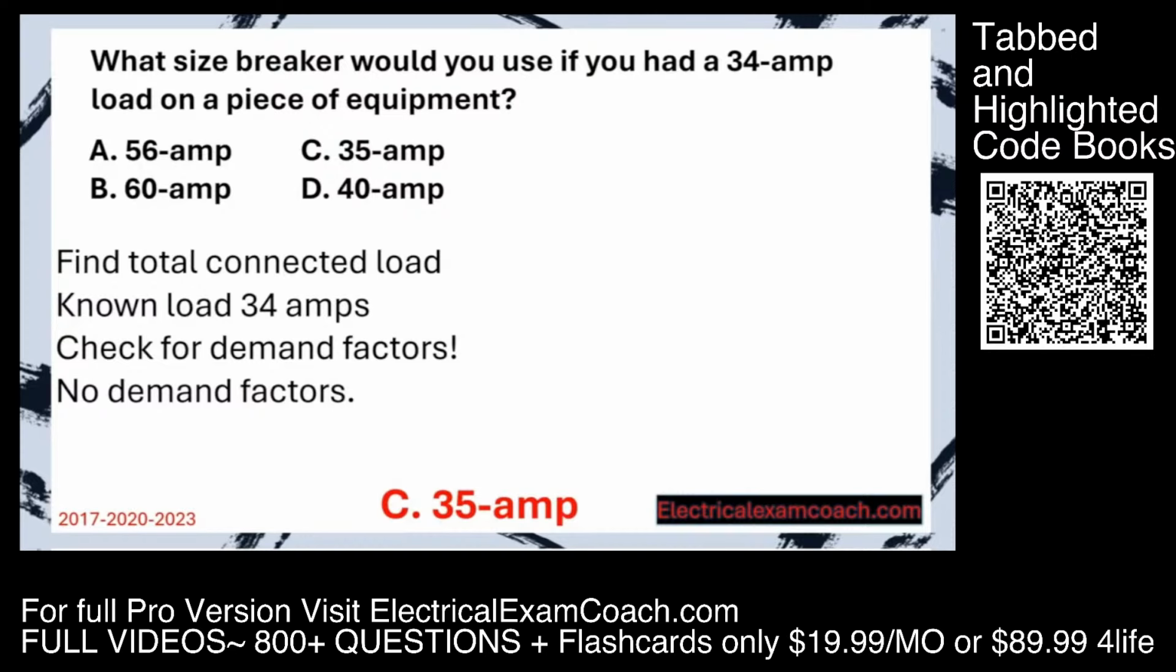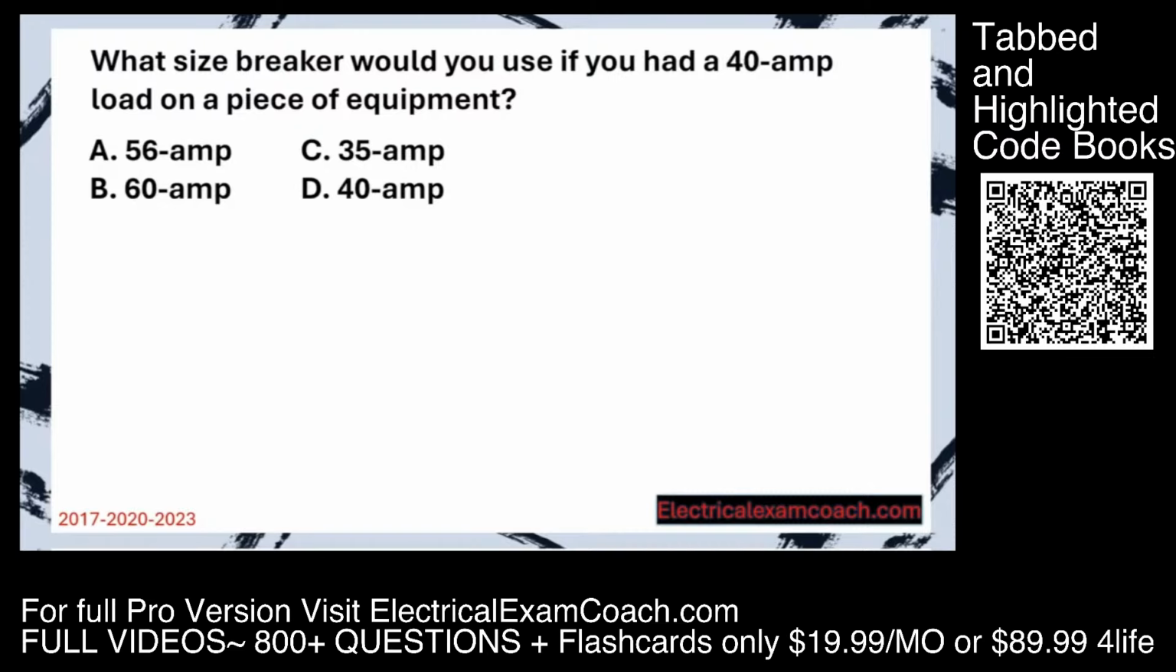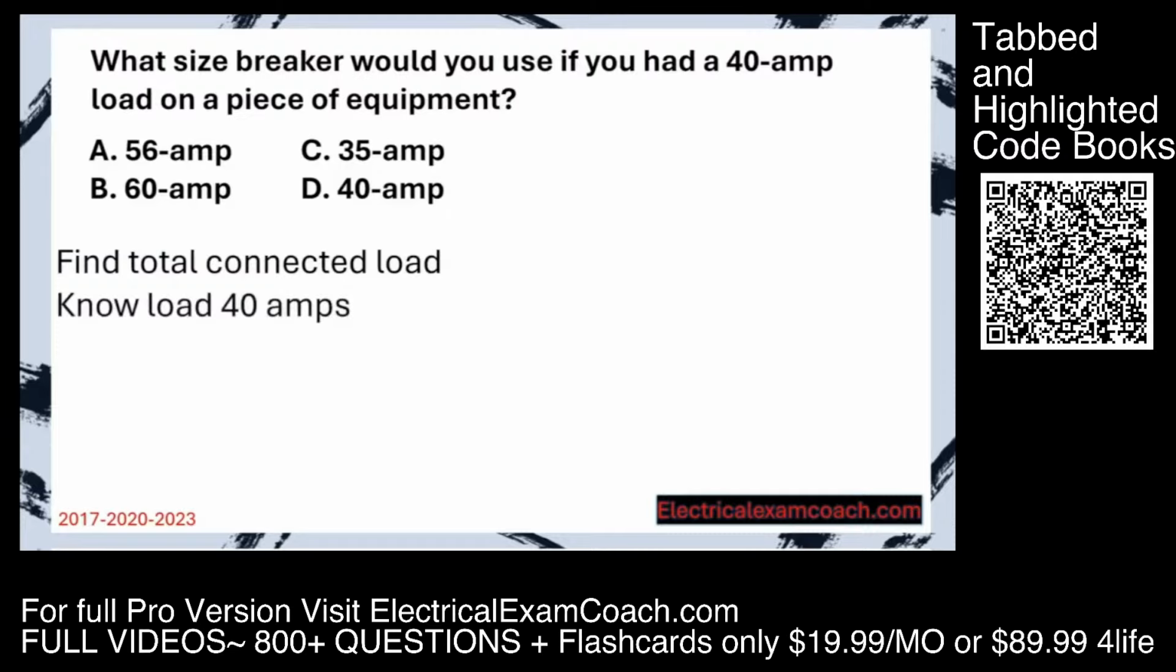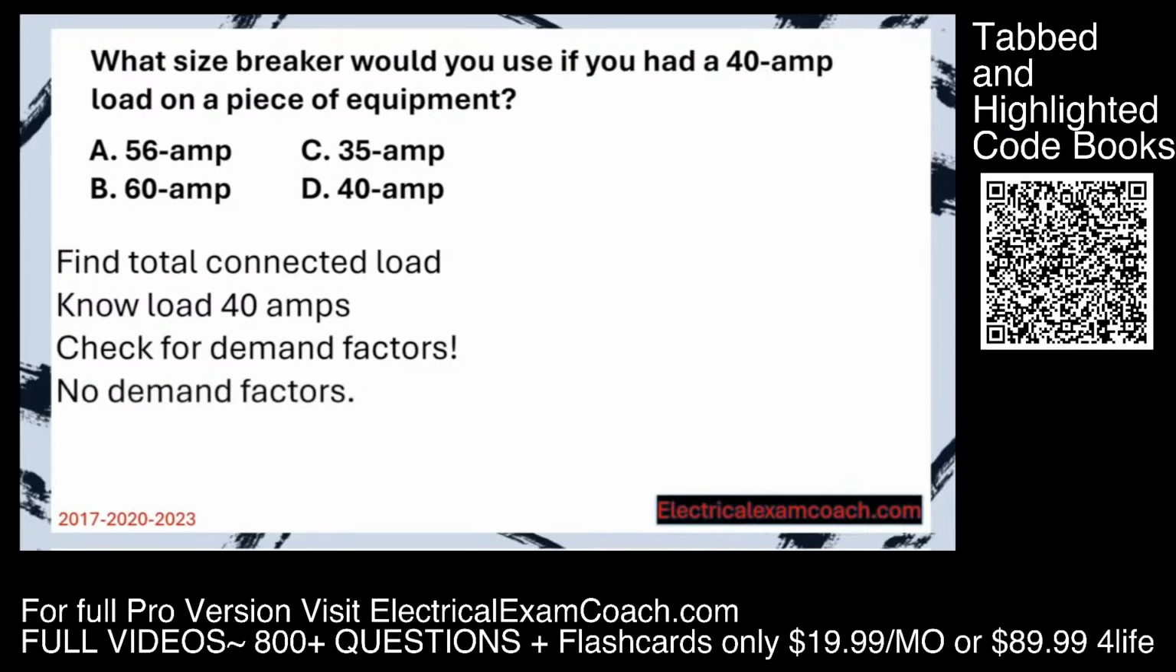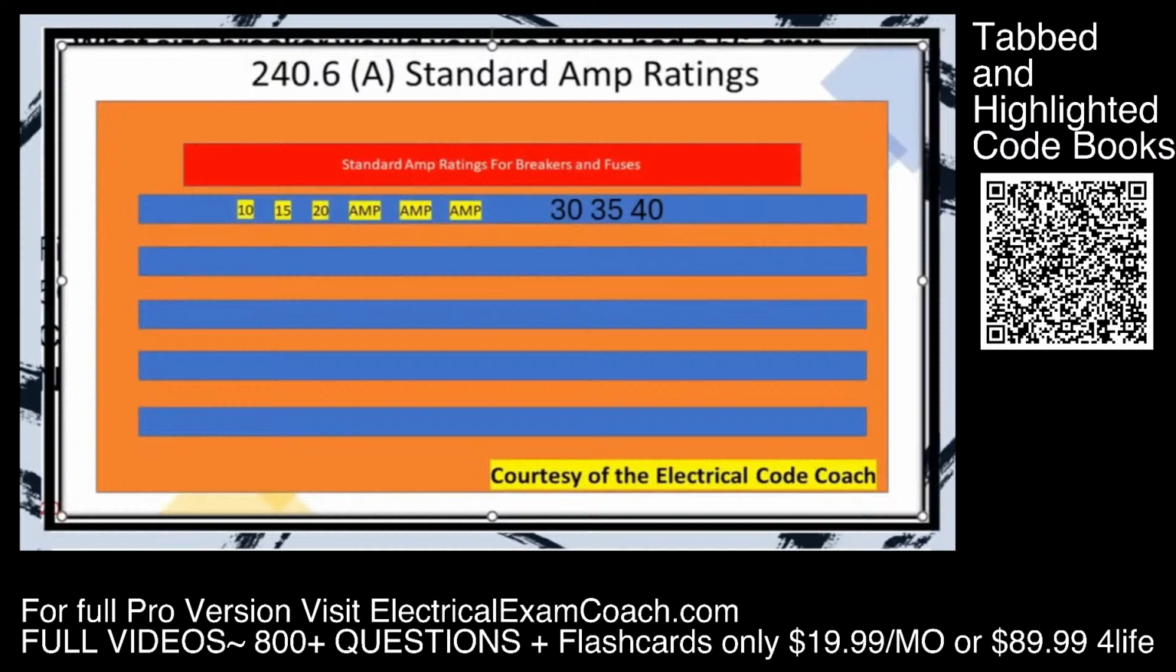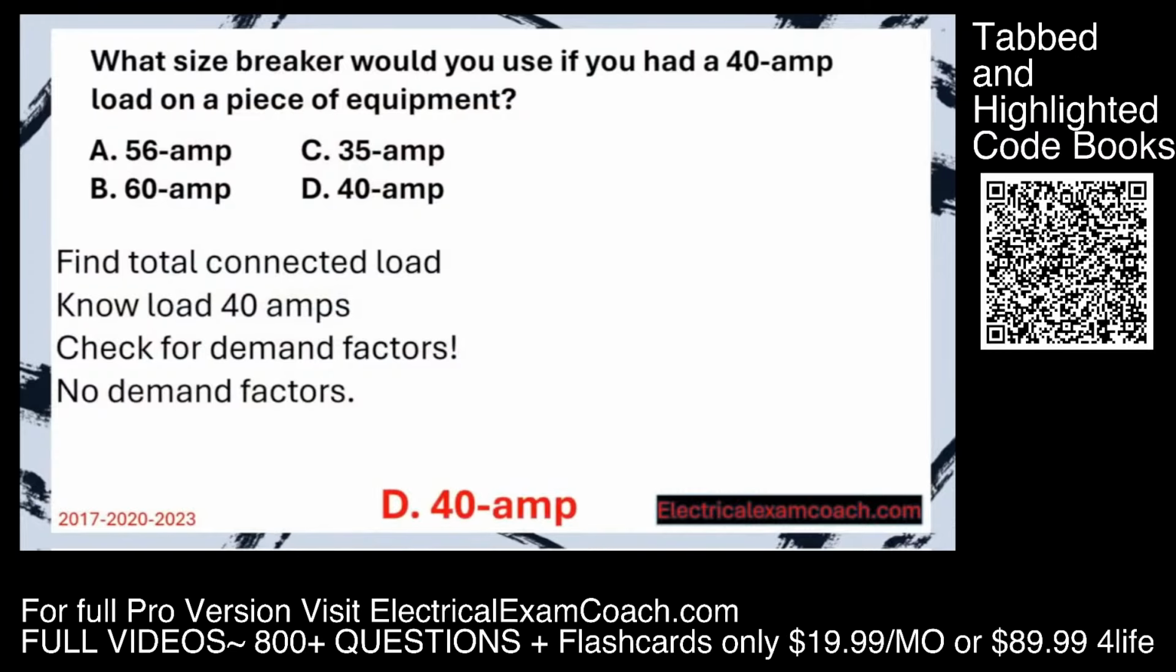Let's get to it. What size breaker would you use if you had a 40 amp load on a piece of equipment? Step 1, find the total connected load. The known load right now is 40 amps, but we check for demand factors. And in this case, there are no continuous loads or specific piece of equipment. Therefore, there are no demand factors. We're going to head to table 240.6(A). Even though we feel confident that it's a 40, I want you to always be in the practice of flipping to the table and verifying that you have the correct size breaker. And in this case, we land right on a standard size, so we're going to select 40. And we select D. Great job.